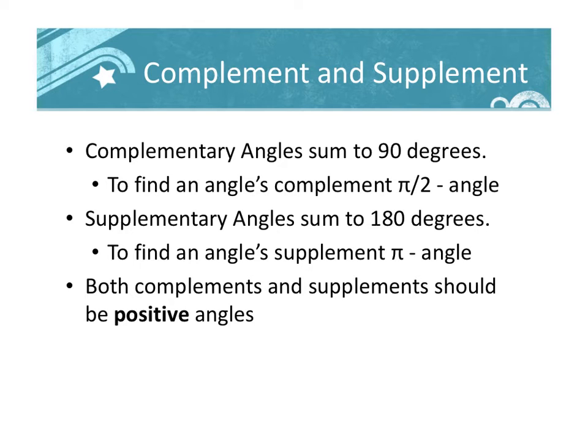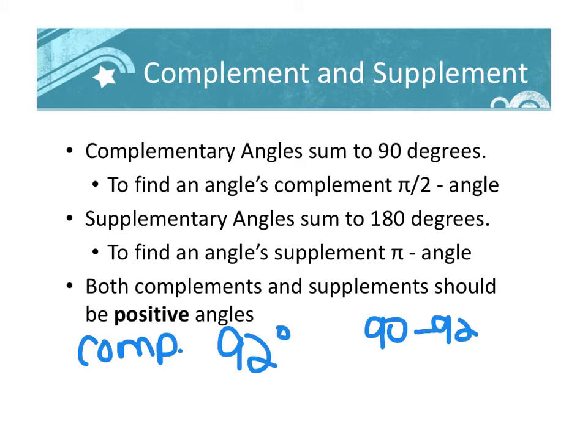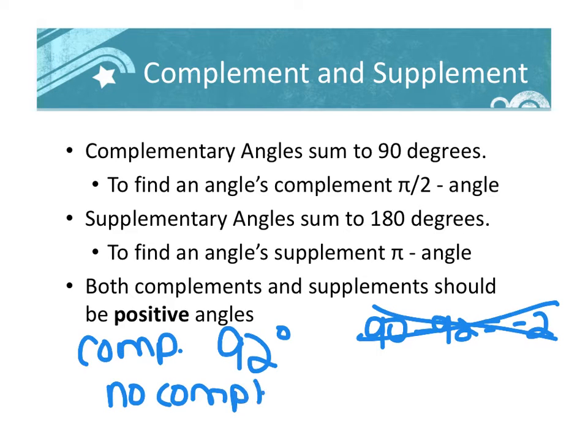So if it says find the complement to 92 degrees, and you do 90 minus 92 degrees, you're going to end up with a negative angle, which means that there's really no complement. So if it's bigger than 90 or pi over 2, then there's no complement. If it's bigger than 180 or pi, then there's no supplement. You would literally just write no complement or no supplement. You should never write a negative value for a supplement or complement.